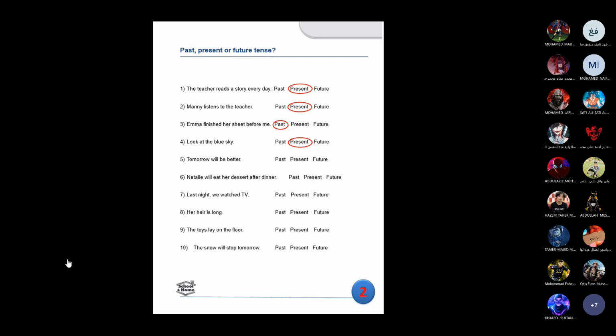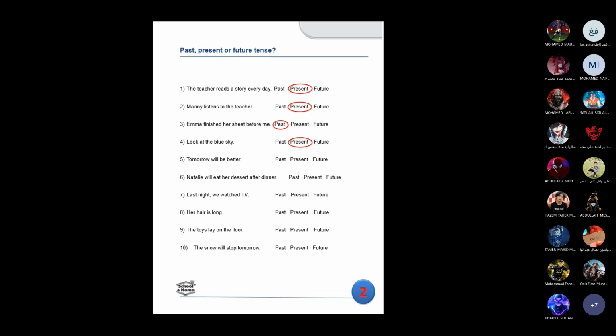Okay, Salman, sentence 5. Tomorrow will be better. So what is the verb in this sentence? No, not tomorrow. Will be. This is the verb of the sentence. So is this future, past, or present? Past.